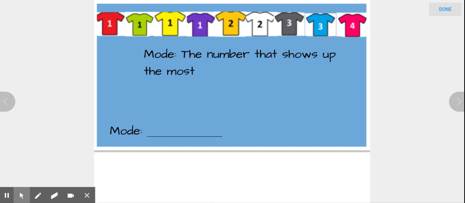Let's move on to mode. Mode is the number that shows up the most. Now, the word mode starts with M-O, and so does most. So that's one way to remember that. So the number that shows up the most is the number 1. So the mode is 1.